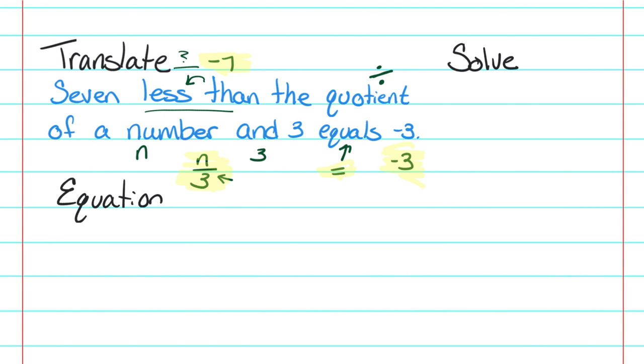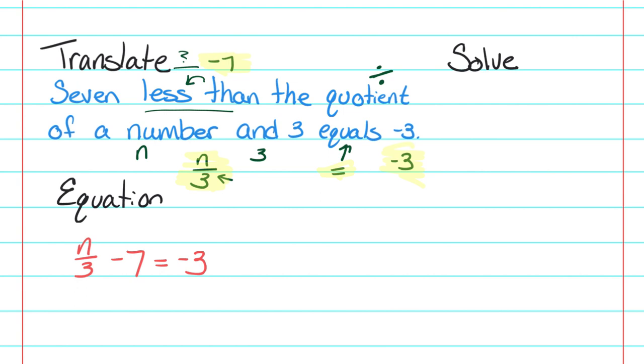Looking at this again then. 7 less than the quotient. 7 less than, I'm taking 7 away from something. So 7 less than the quotient of a number and 3: 7 taken away from the quotient and 3 equals negative 3. So the equation is n divided by 3 minus 7 equals negative 3.